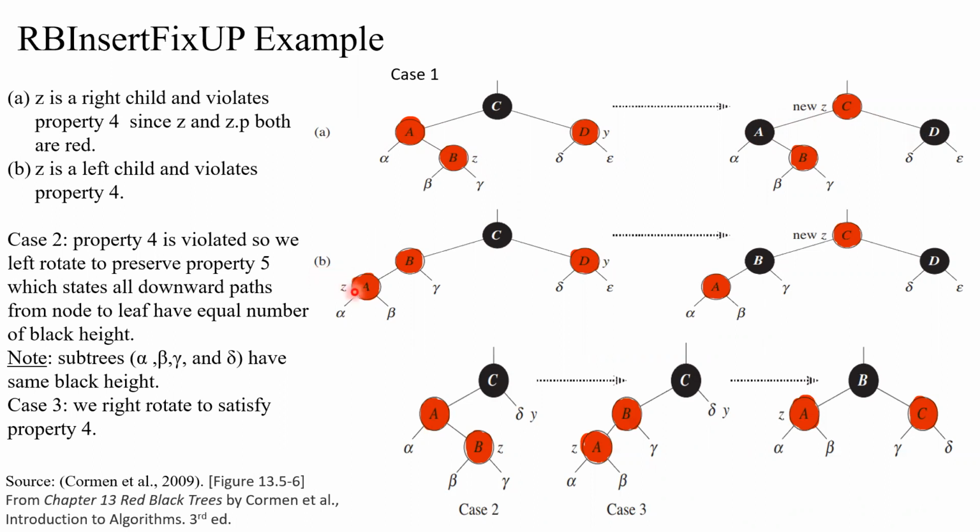In part B, Z is a left child of B, so they're both red, so property 4 is again violated. And also its uncle is red. Its uncle is D, which is Y. So what happens is we end up coloring B black, A again stays red, our new Z is now red, and D is black.